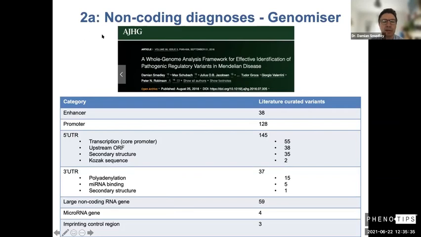So the next strand of our research is going to be looking at the non-coding diagnosis. So one of the first things we're going to do is run Genomiser. This is a tool we published back in 2016. We've only just updated it to build 38, to be honest, so we're about to start this work. But Genomiser works in a very similar way to Exomiser, apart from we're obviously not filtering out the non-coding regions. And we also had a machine learning model trained on some 400 literature-curated non-coding variants. So we're able to prioritize likely non-coding causes of rare disease.